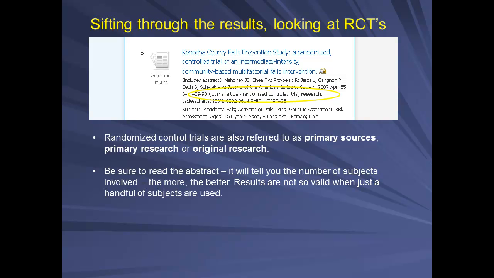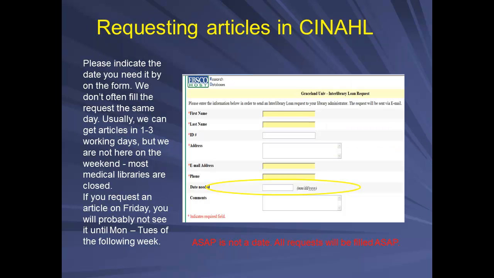If an article isn't full text and there are no links anywhere, you can request the article from us and we'll get it from another library. It usually takes anywhere from 1 to 3 working days. Here's what the form looks like. And as soon as we receive the article from another library, we'll turn around and email it back to you. Keep in mind, most medical libraries are closed for the weekend, just like we are.